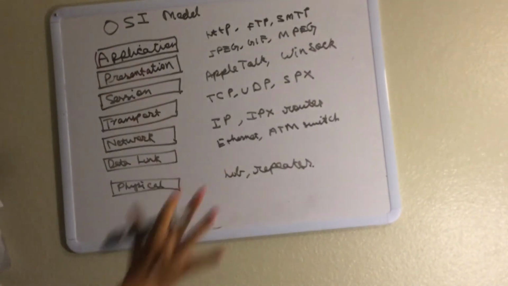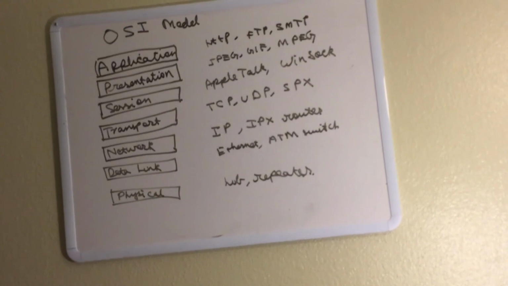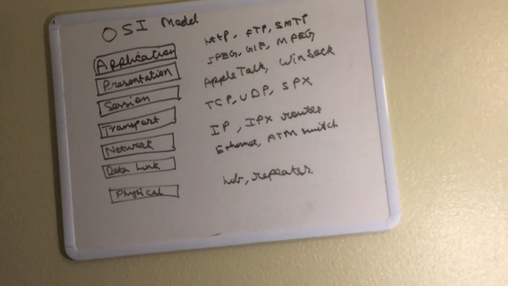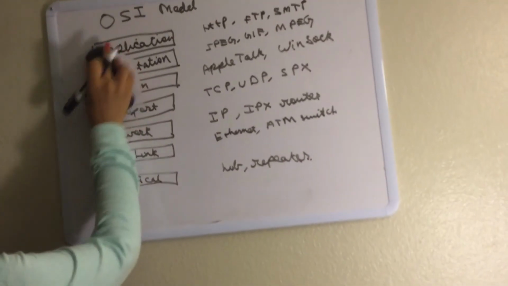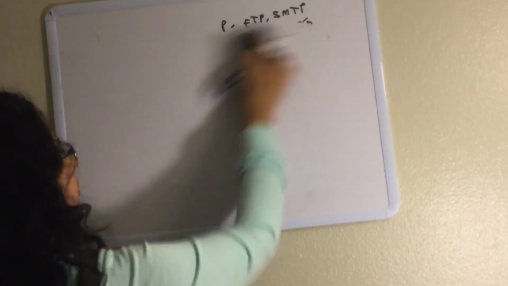So this is basically the OSI model, and there are 7 layers. Now I'm going to teach you the application layer, an example of the application layer, and the 3 layers in application.